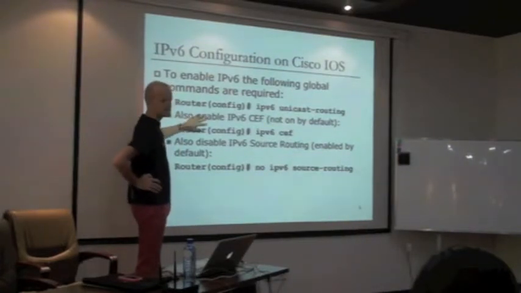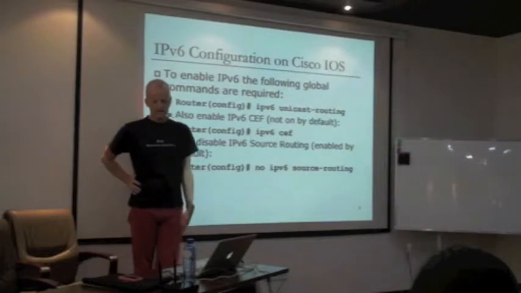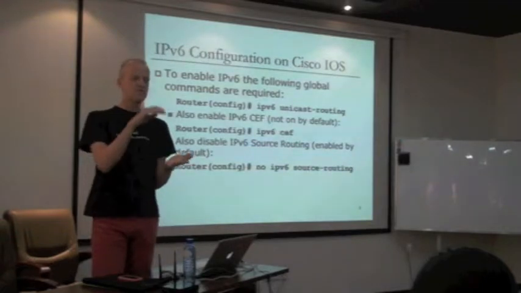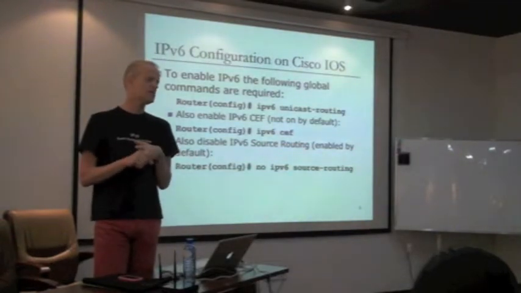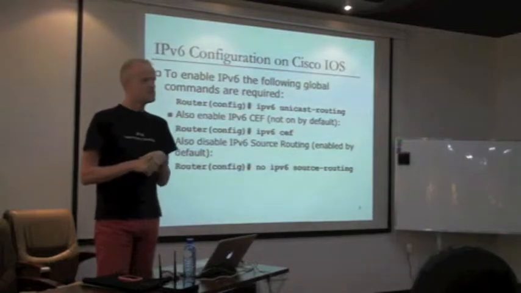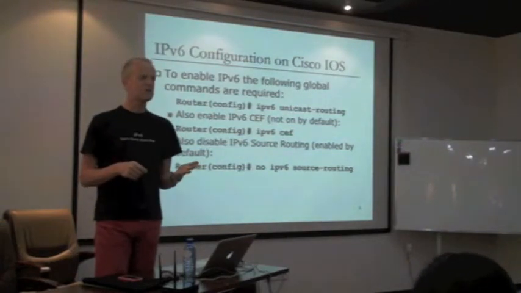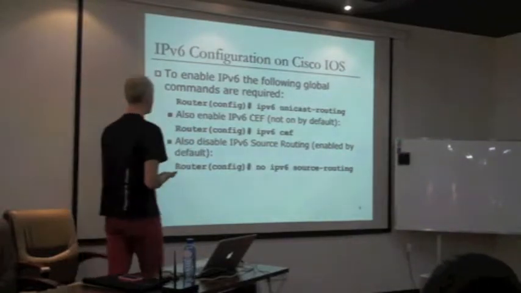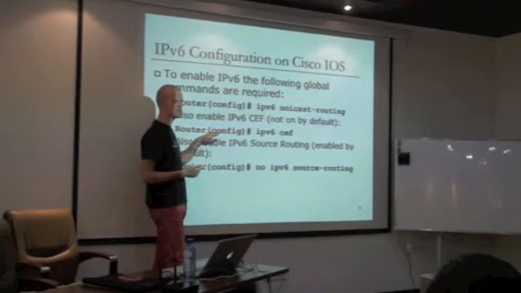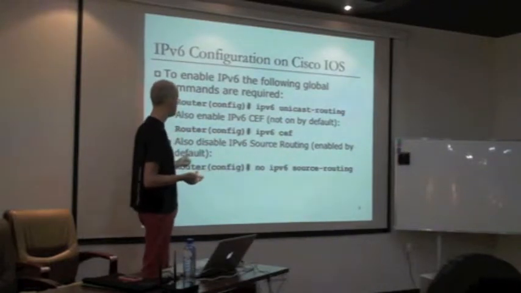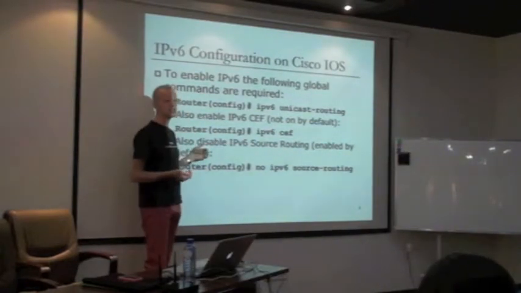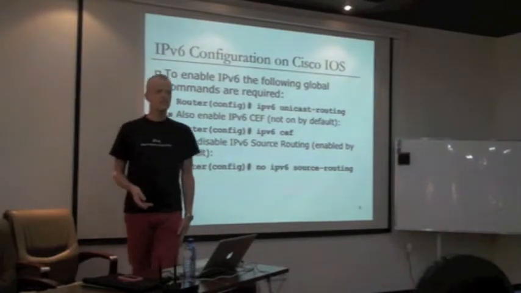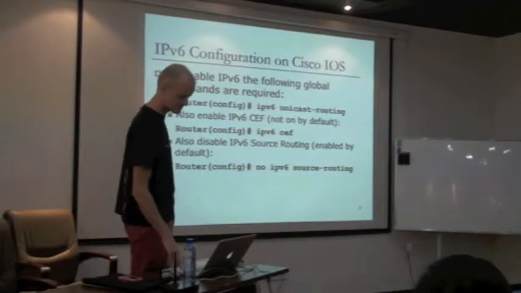We need to switch on CEF. So CEF is Cisco's way of doing the forwarding table, routing table, and so forth. If we don't switch this on, then the router just builds a lookup cache, and it takes CPU and so forth. It's not very good. Right, so we have IPv6 CEF. We need to switch this on, so we'll see that in the lab. And we need to disable source routing as well. So no IPv6 source-routing. So when we do the lab, we'll switch those three things on.